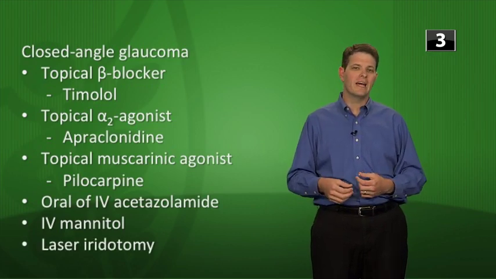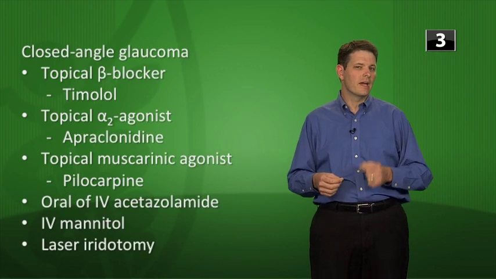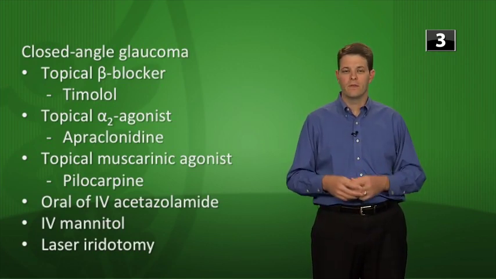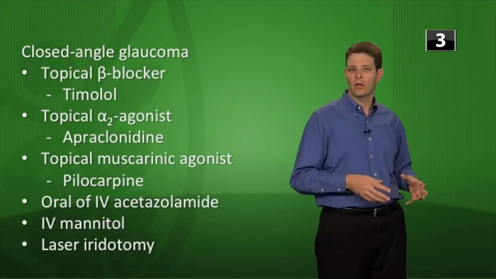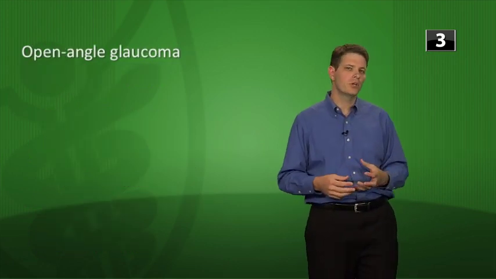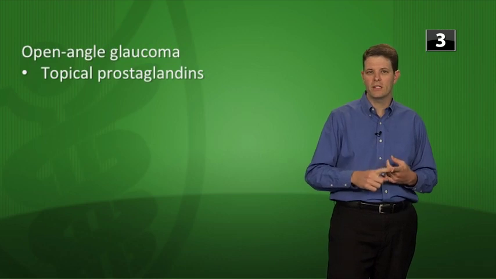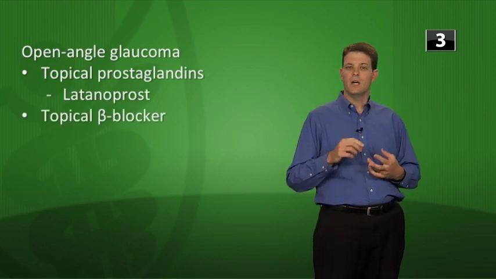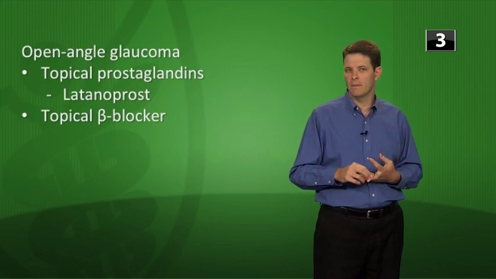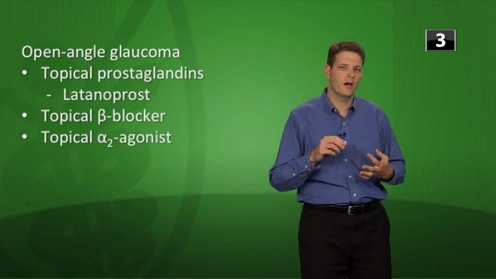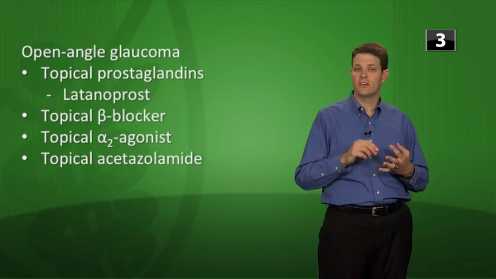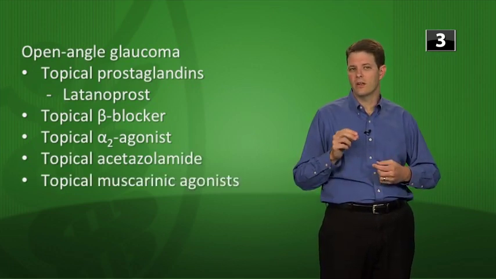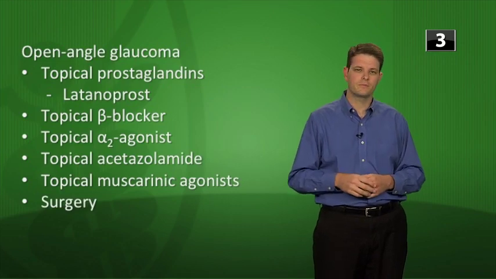And then you can also do a laser iridotomy, which is where you use a laser to create a hole in the iris so that the aqueous humor can drain. So that's closed angle glaucoma. What about open angle glaucoma? So for open angle glaucoma, we usually use topical prostaglandins like latanoprost as the first line treatment. And then topical beta blockers would be second line. And then other treatments would include things like topical alpha-2 agonists, topical acetazolamide eye drops, topical muscarinic agonists, and then there are a couple of different surgical options too.